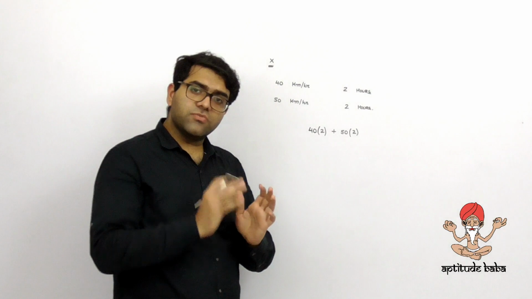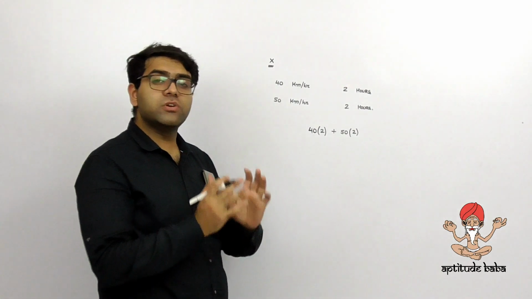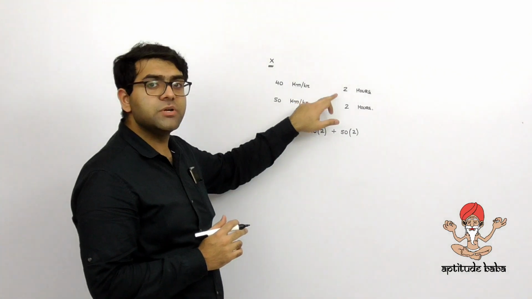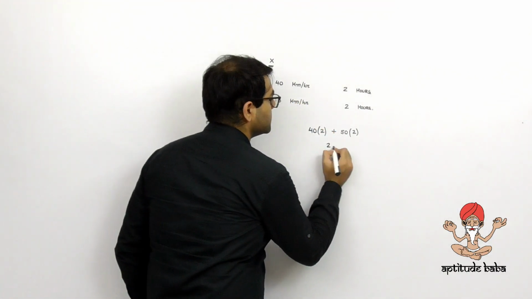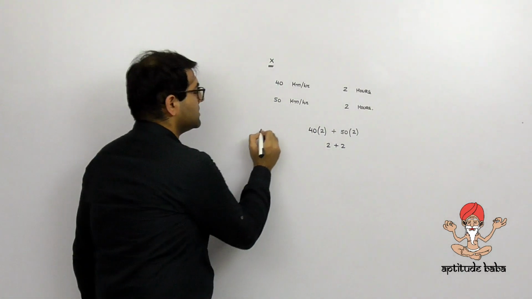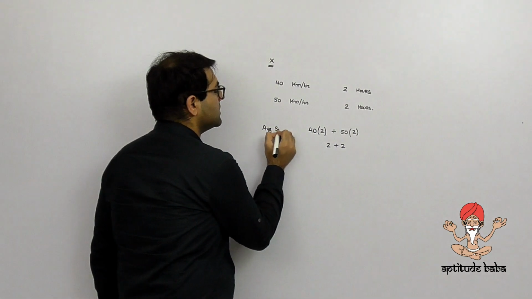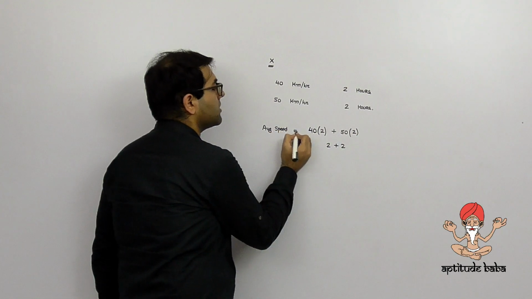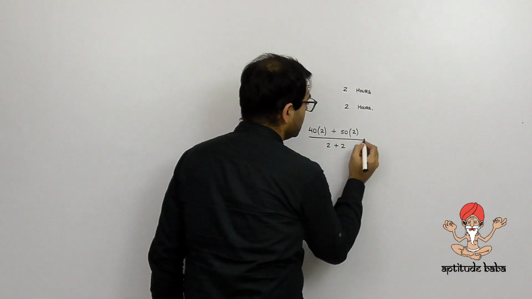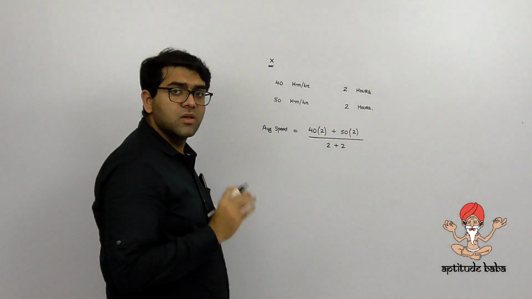Next, in order to define the average speed, I also need to define the total time. So can I say the total time under consideration will be 2 plus 2, 4 hours. Also, my average speed is defined as total distance traveled by total time taken. So can I say average speed will be this total distance upon this total time taken?